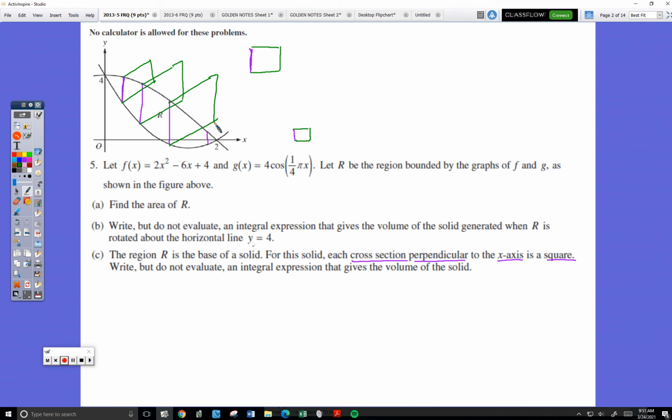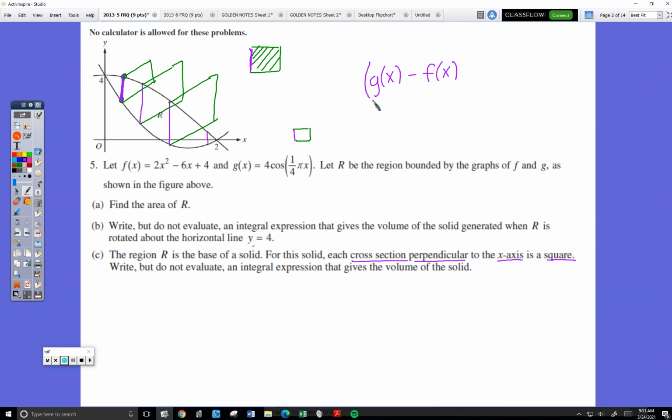So we focus again on the fact that to find volume, we're always going to find the flat area of a slice. So we need to find that flat area. Well, this dimension in purple is simply the y at the top subtract the y at the bottom. So that's just g subtract f. And that works for any of the squares.